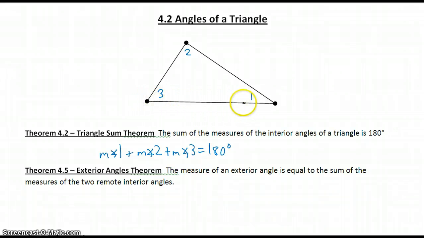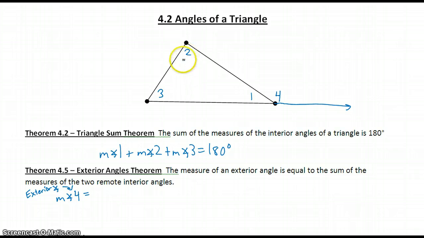If we take one of the sides of the triangle and we extend it, we create an angle on the outside of the triangle. The angle on the outside of the triangle is called an exterior angle. Now, the exterior angle theorem says that the measure of my exterior angle will be equal to the sum of the 2 remote interior angles. In this case, if angle 4 is my exterior angle, angles 2 and 3 will be my remote interior angles.